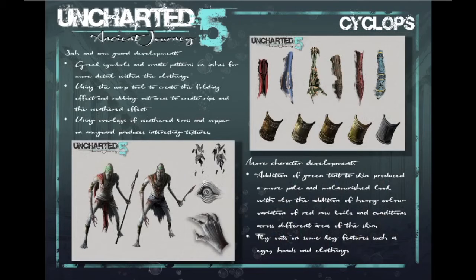I then developed the sash further using Greek symbols to make the sash look more ornate, whilst also using the warp tool to create folds and the eraser to create wear and tear. I also added brass texture overlays to the arm guards to make them look weathered and realistic. Furthermore, adding a green tint to the skin allowed for them to seem more malnourished and sun deprived, allowing for the deep red skin conditions to pop out within the skin for a much better effect.